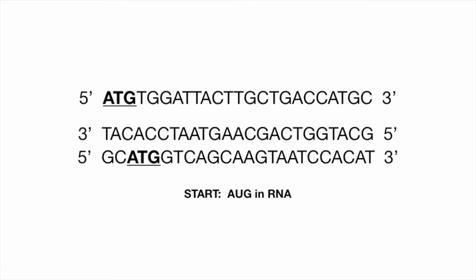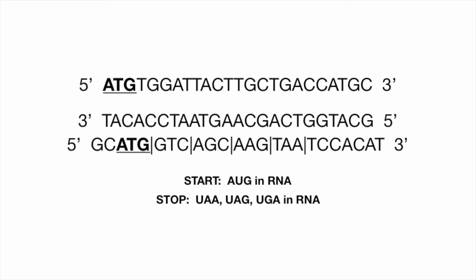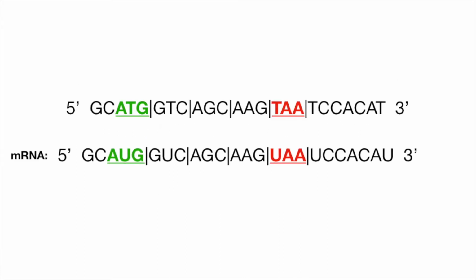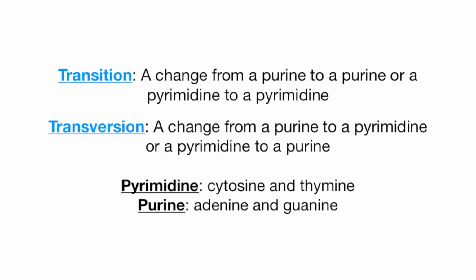The bottom strand contains methionine, which is the start codon, valine, serine, lysine, and then TAA, which will be UAA in mRNA, which is a stop codon, so we know that the bottom strand is the coding strand. The mRNA sequence will be the same as the coding strand, but thymine will turn into uracil. By looking at the DNA and mRNA sequences without any mutations, we can see that the mRNA codes for methionine, valine, serine, and lysine. Point mutations can fall under two categories: a transition mutation or a transversion mutation.